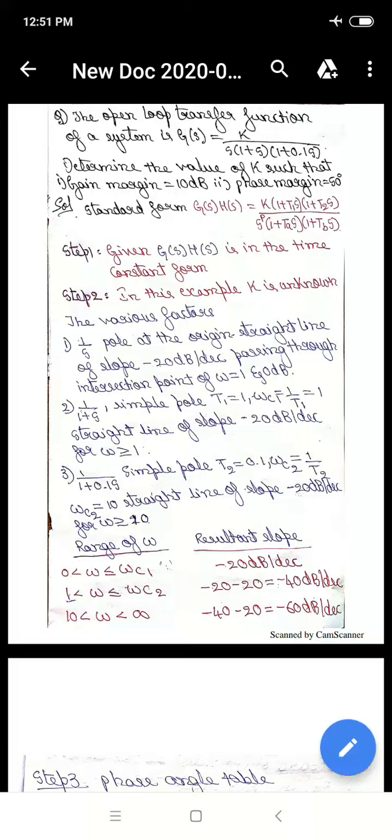This is the problem they have given. The open loop transfer function of a system is G(s) = K divided by s(1 + s)(1 + 0.1s). Determine the value of K such that gain margin is equal to 10 dB and phase margin is equal to 50 degrees. First, the standard form. The constant time constant form is K(1 + T1 s)(1 + T2 s) divided by s to the power of p (1 + Ta s)(1 + Tb s).